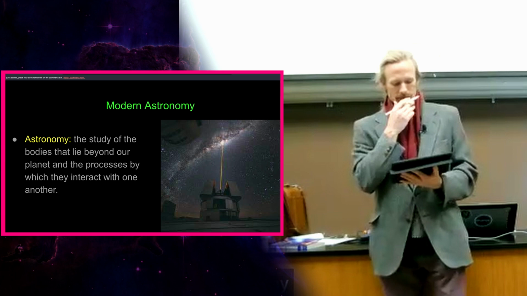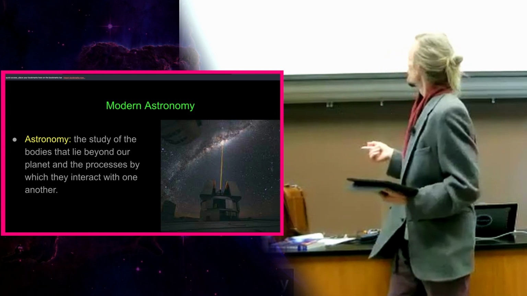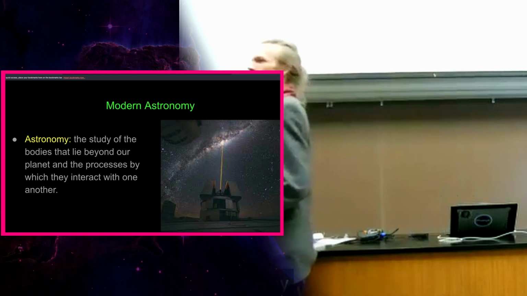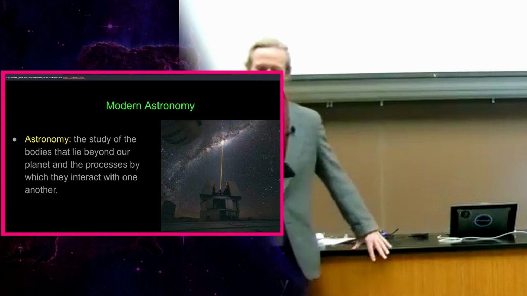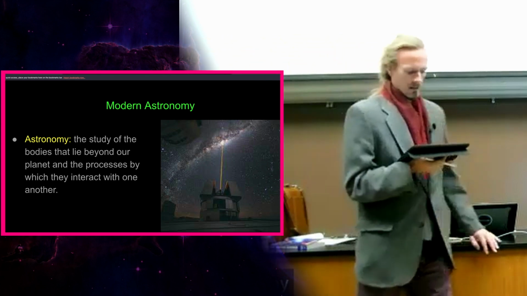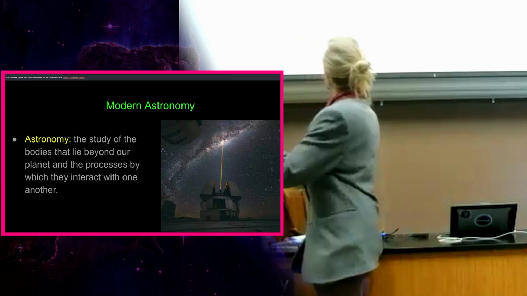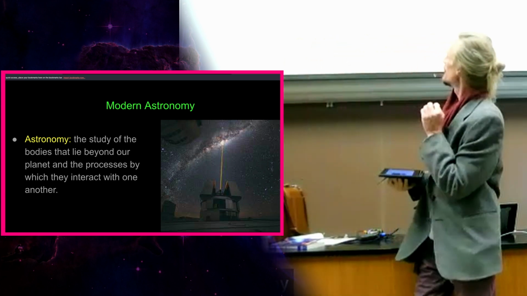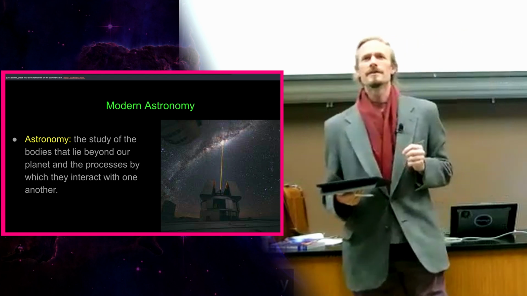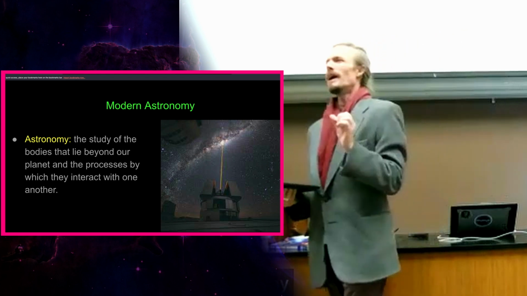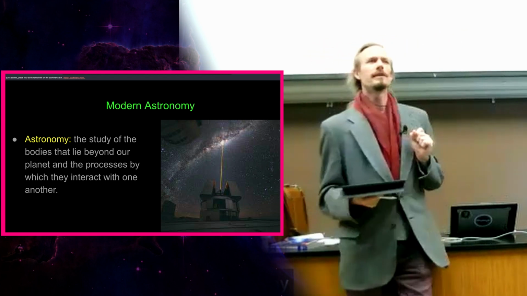Now, modern astronomy, this is a slightly modified version of the definition given by your textbook. The textbook definition was the study of objects that lie beyond our planet and the processes by which they interact with others. I've substituted the word body for object, and I think that's really, really important, actually.